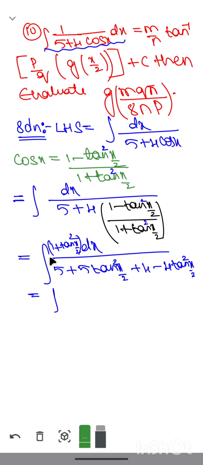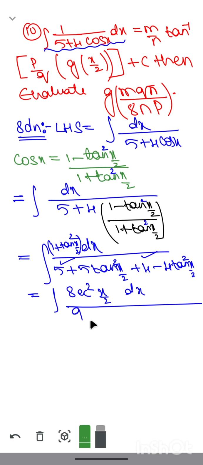Now you can observe the numerator, 1 plus tan square theta. What is 1 plus tan square theta? Secant square theta. What is theta here? x by 2. So the numerator can be rewritten as secant square x by 2, whole divided by, in the denominator, 5 plus 4. 5 plus 4 will become 9. So 9 plus 5 tan square x by 2 minus 4 tan square x by 2 is only tan square x by 2 you will get.